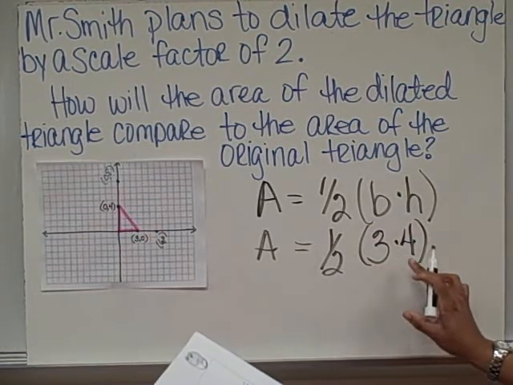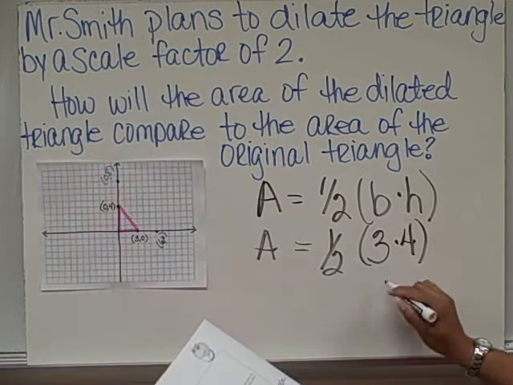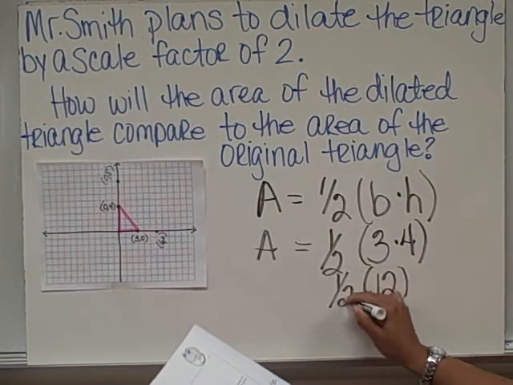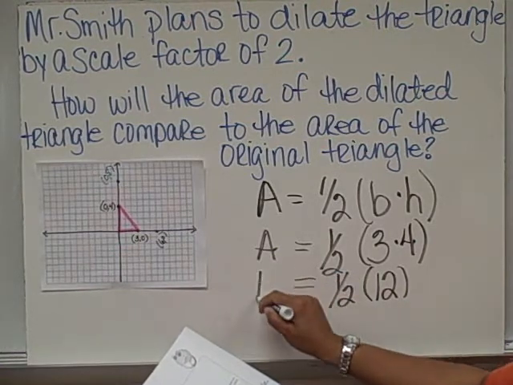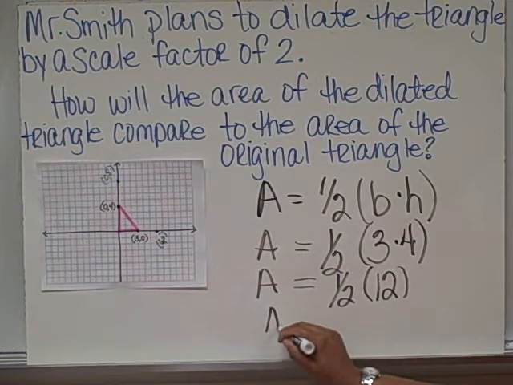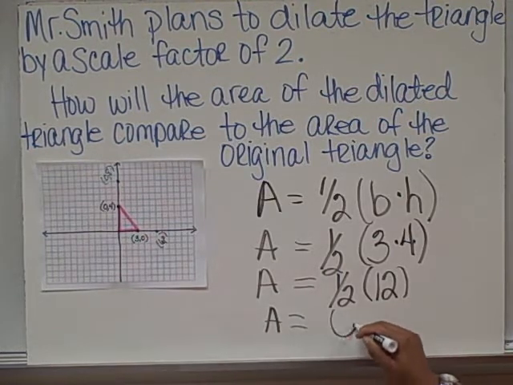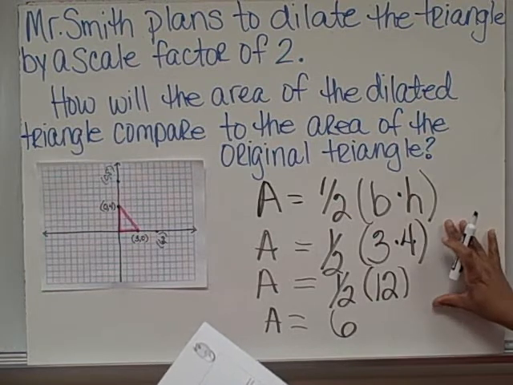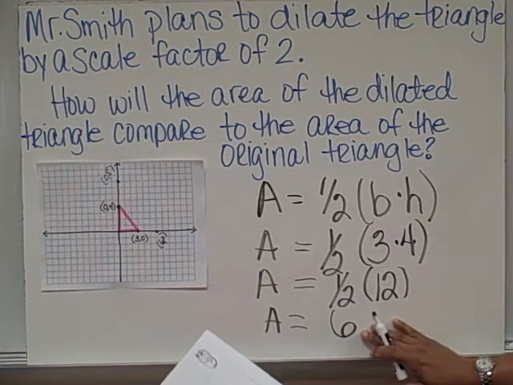We know that 3 times 4 is 12. A half of 12 is 6. So as we can see, the original triangle, the area is 6.